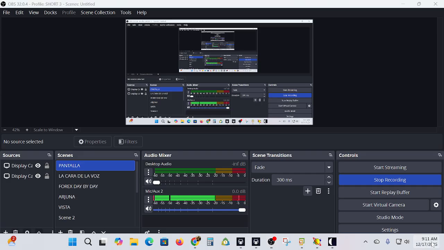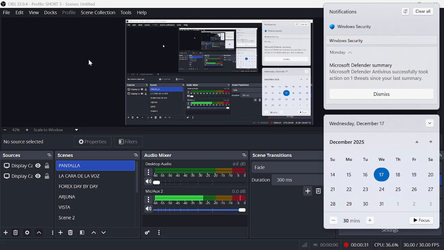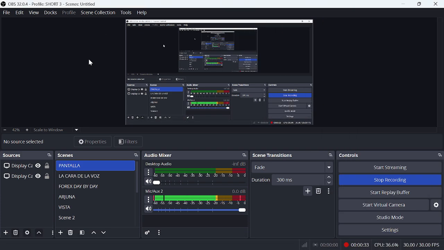Today is December 17. It's 9/11. Holy shit, 9/11. Wednesday, 9/11, New York time.